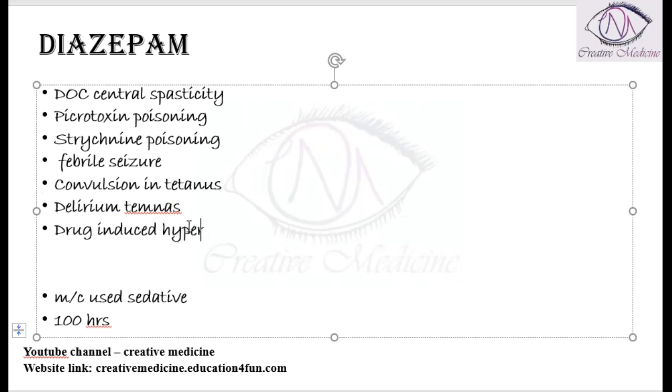If there is any type of hyperactivity due to drugs, it is used. It is used in picrotoxin poisoning. It is the drug of choice for prevention of seizures due to lidocaine, or in drug-induced parkinsonism symptoms, extrapyramidal symptoms also. It is used for drug-induced extrapyramidal symptoms, or it can also be used for the manic phase of bipolar disorder.